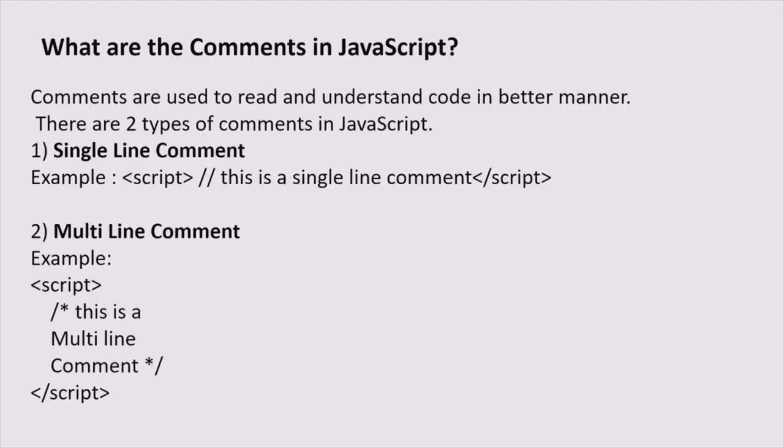What are comments in JavaScript? Comments are used to read and understand code in a better manner. So always try to write valid comments in your code. There are two types of comments in JavaScript: single-line comment and multi-line comment. With a single-line comment, you write the comment on one line. With a multi-line comment, you write a long comment over multiple lines.